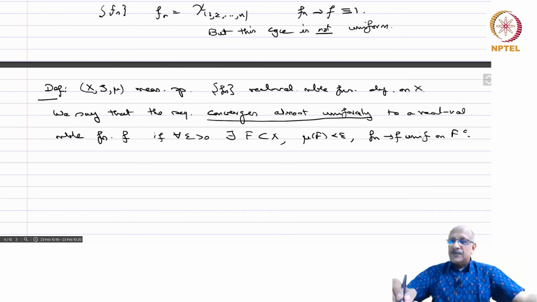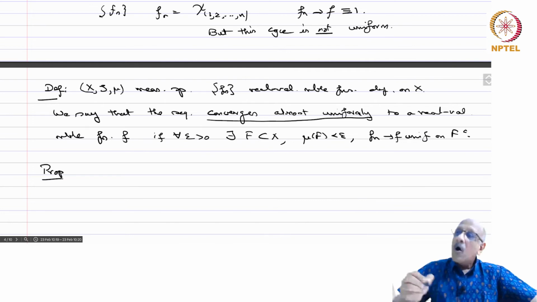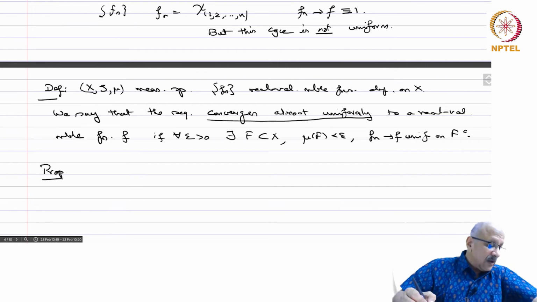So what does Egorov's theorem say? That if you have a finite measure space, convergence almost everywhere is the same as convergence almost uniformly. So the converse of Egorov's theorem is true in any measure space. If you have almost uniform convergence, then you have convergence almost everywhere.